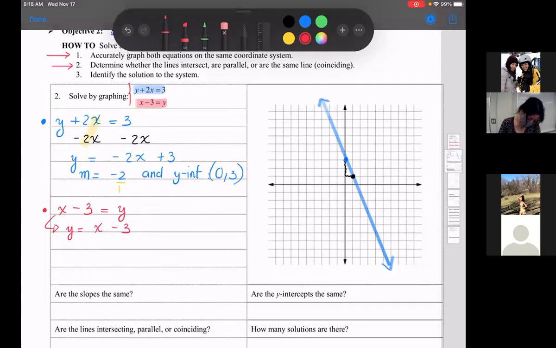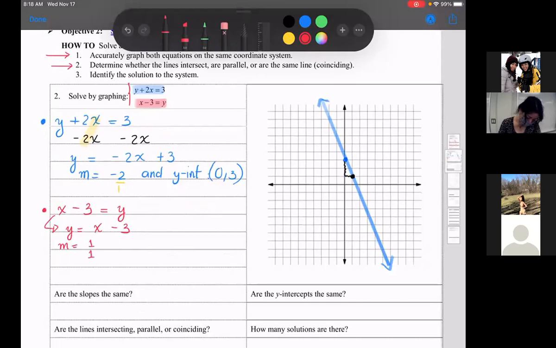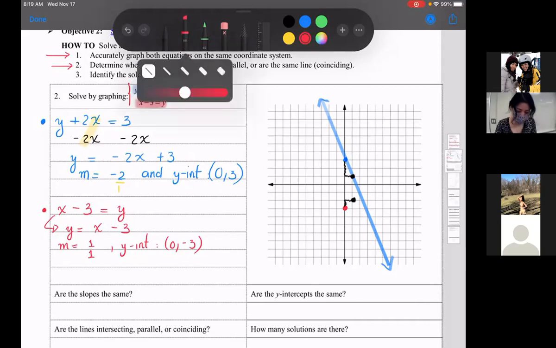So here the slope will be 1 over 1, right? And then the y-intercept, -3, (0, -3). Now I can go down here, (0, -3), right here. And then rise up 1, run over 1 also. And graph.